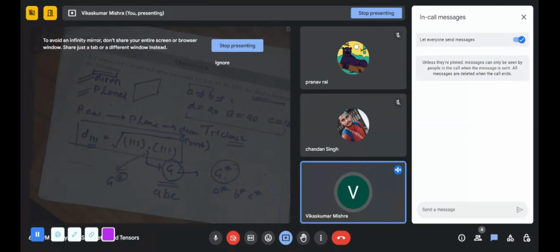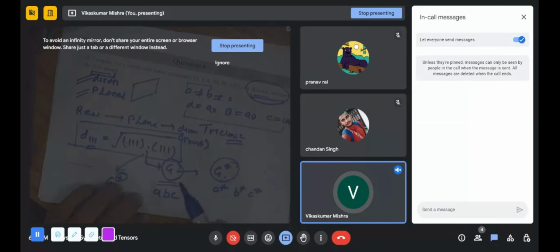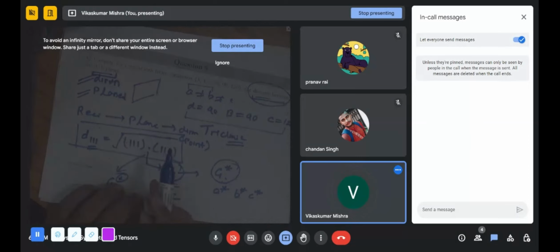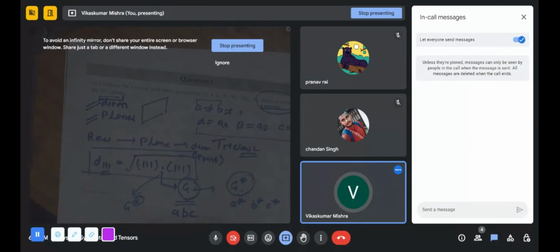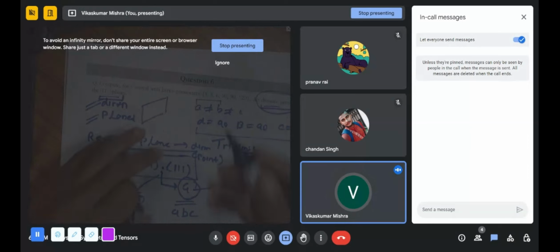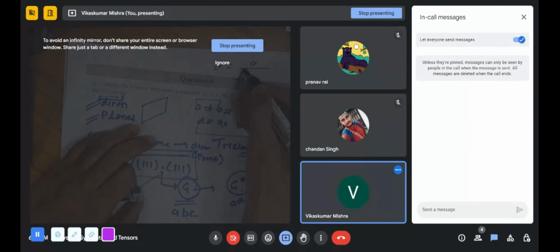Okay, so now we can find the interplanar spacing, the distance between the planes. In the cubic crystal system, what we know is that the interplanar spacing, that is d, is given by a divided by root over h square plus k square plus l square.